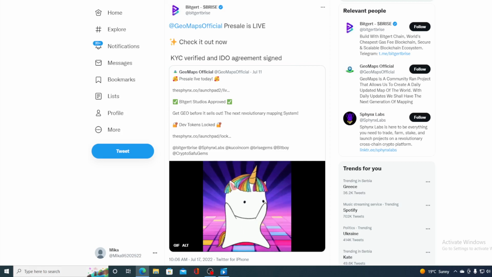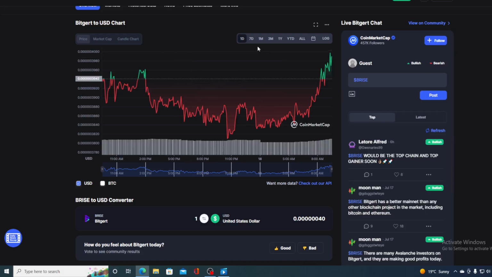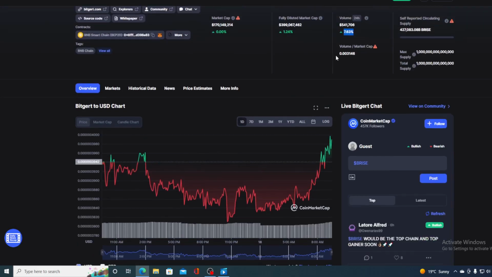So where is the price of Bitgert going, and is it a good investment right now? Before I tell you that, I need to say that I'm not a financial advisor, so if you're willing to invest in any kind of cryptocurrency, you would need to do your own research on this. But before we get to the price predicting part, I still have a couple more news to share with you regarding Bitgert, guys.